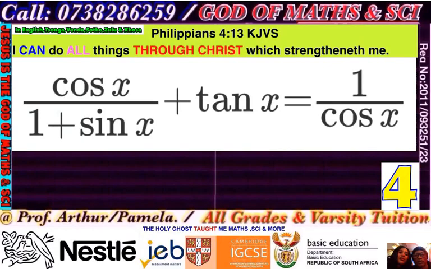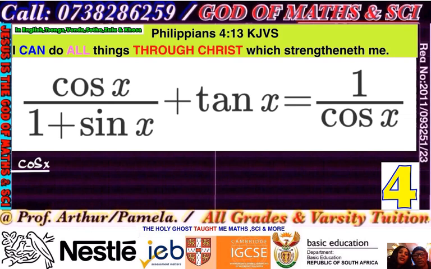Alright, like I said, make sure the coefficient of the angles are the same. This is 1x, 1x, 1x, 1x, so everything is good. Now we're going to have to change everything to sine and cos. So I'm going to take this left hand side. So we've got cos of x.